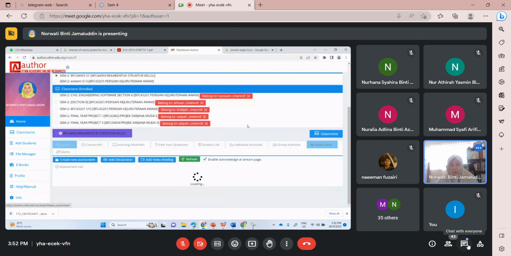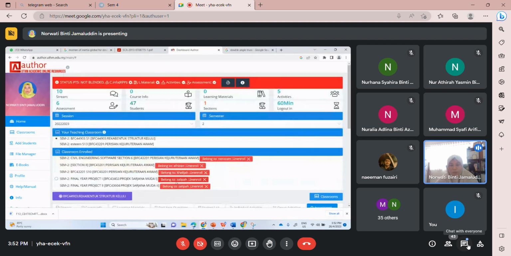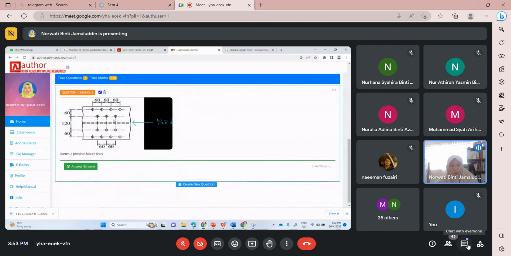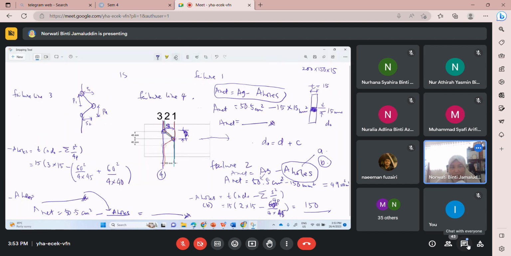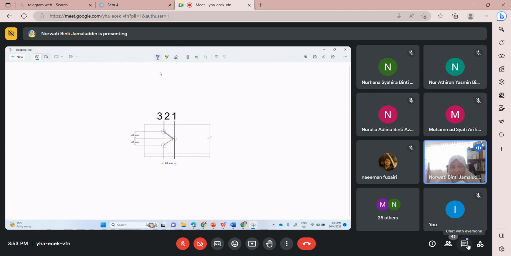Okay, while you try to answer, I hope that you can understand this is a plan. This is plan view. What you see here is actually maybe an I or H section. This dotted line represents the web. Okay, macam ni. Section.